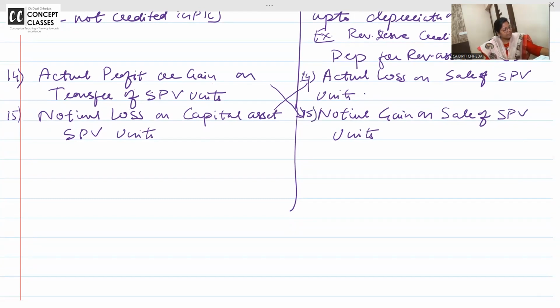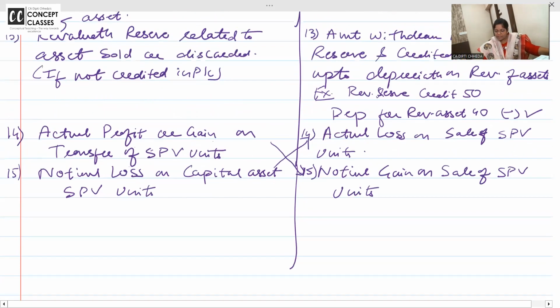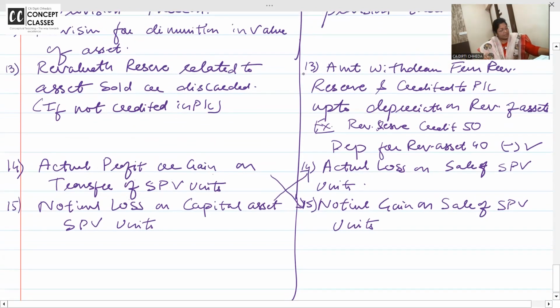Now on the left side we are checking: amount withdrawn from reserve is over, amount of income is over, notional gain is over, actual loss is over, royalty income remove it. Depreciation minus the revaluation depreciation: amount transferred from revaluation reserve till the extent of depreciation will only be allowed.